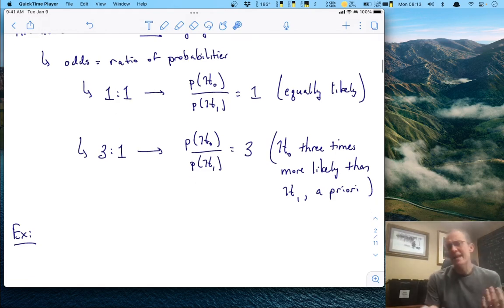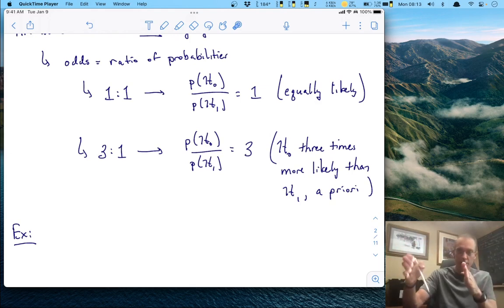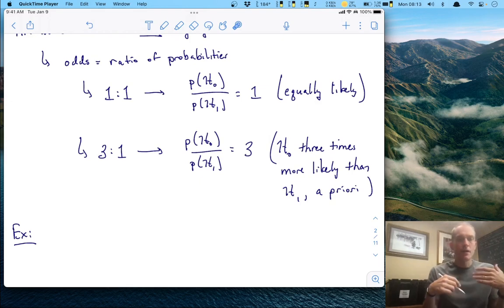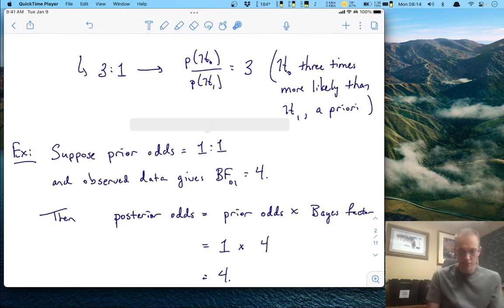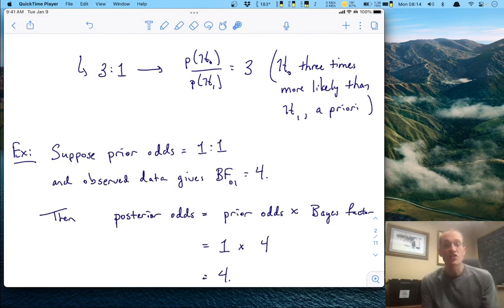So let's look at an example of how this Bayes factor identity, this notion of posterior odds coming from prior odds times Bayes factor, actually works in this case to give us posterior probability. So let's do a little bit of math. Okay. So let's suppose that we start with prior odds of 1-to-1. This is something that can differ between people, but this is a good default place to start. And then let's assume that the observed data gives us a Bayes factor in favor of the null, so BF01, of 4.